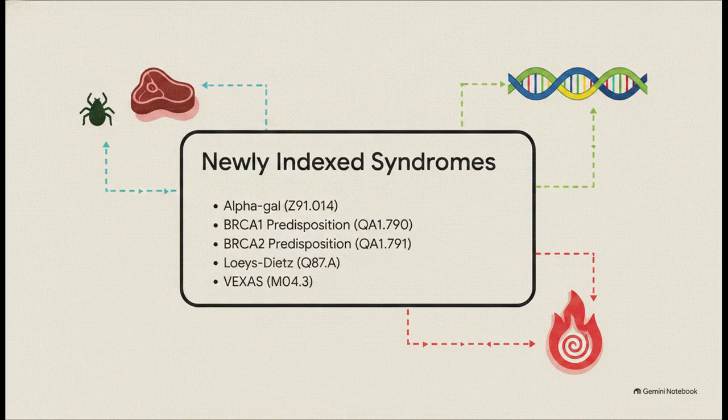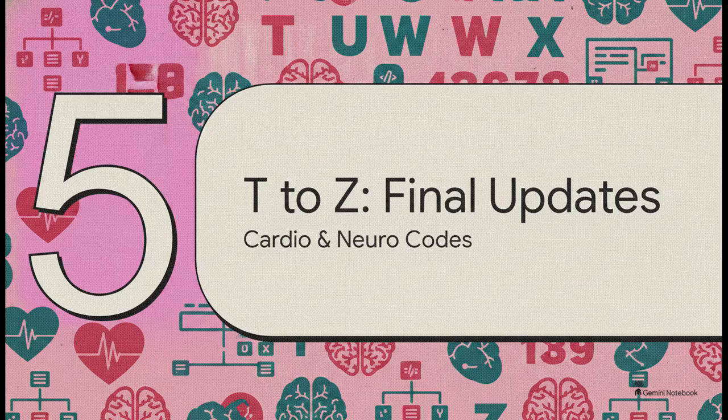The level of genetic detail required for 2027 is honestly staggering. It means your documentation absolutely must clearly specify the exact syndrome or mutation. Relying on those generic other specified syndrome codes simply won't cut it anymore. All right, we are in the home stretch. Section 5, T to Z, final updates.